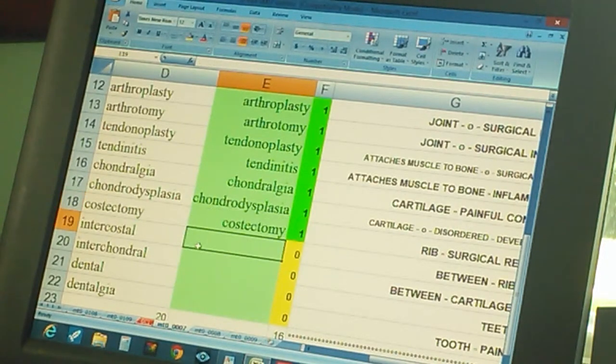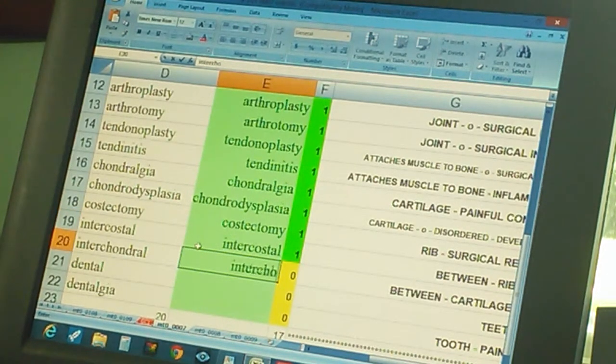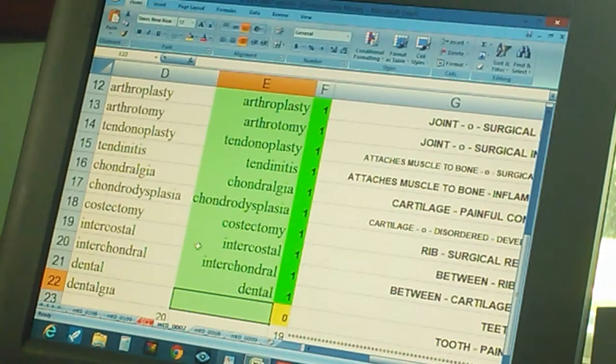Costectomy. Intercostal. Interchondral. Dental. Dentalgia.